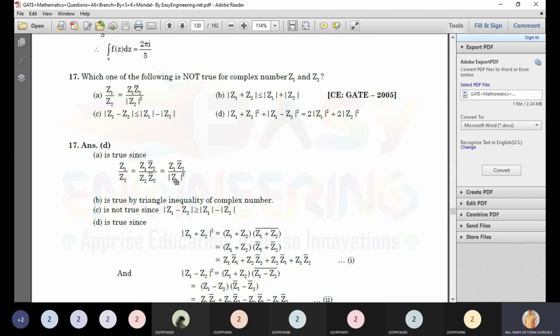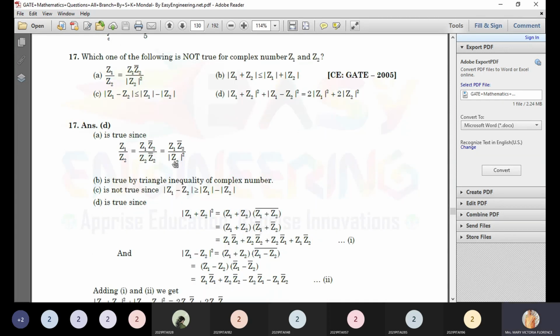Now, z1 by z2, we can multiply both the numerator and denominator by z2 bar, so the value won't change. So z1 z2 bar by z2 z2 bar. Use the formula: z2 z2 bar is mod z2 square.